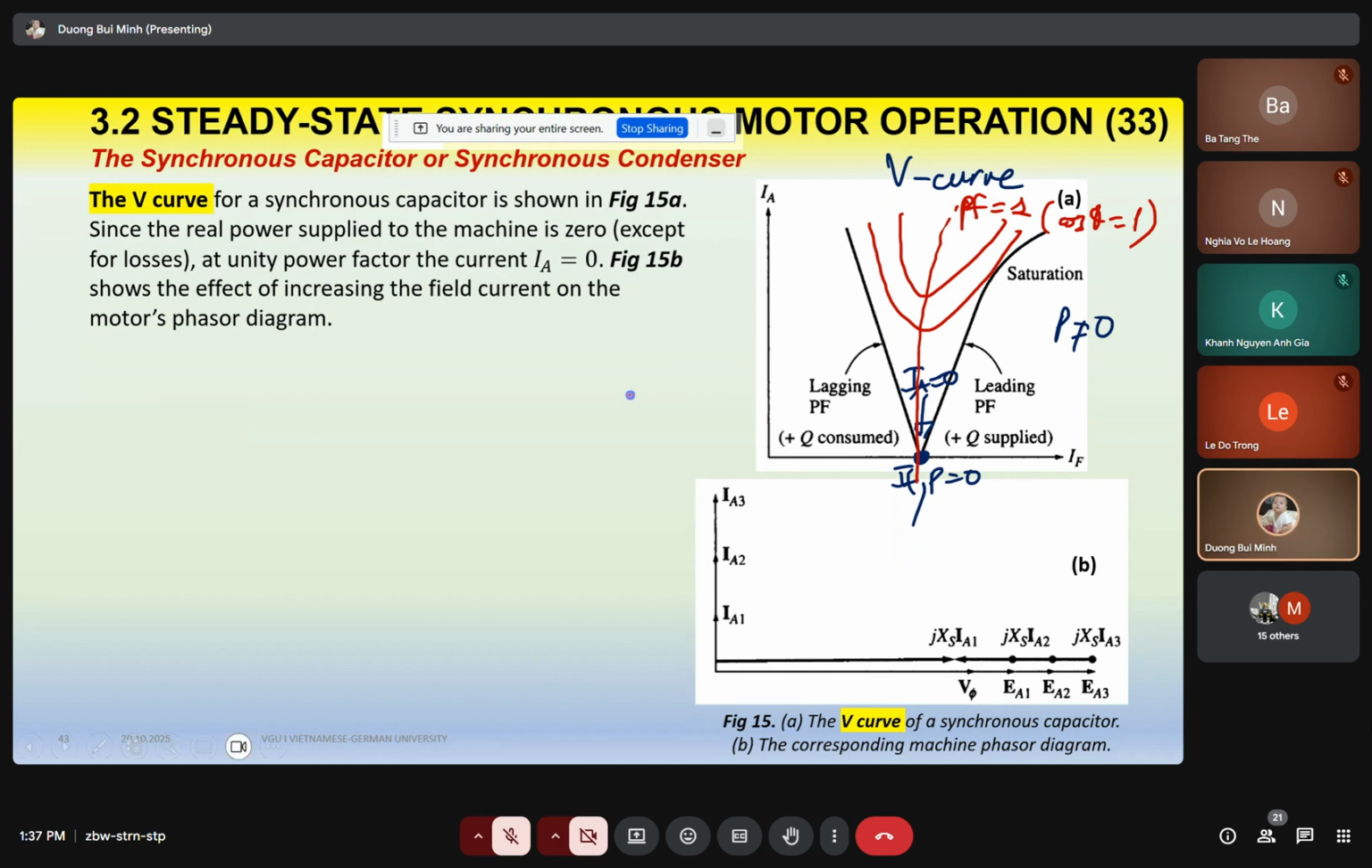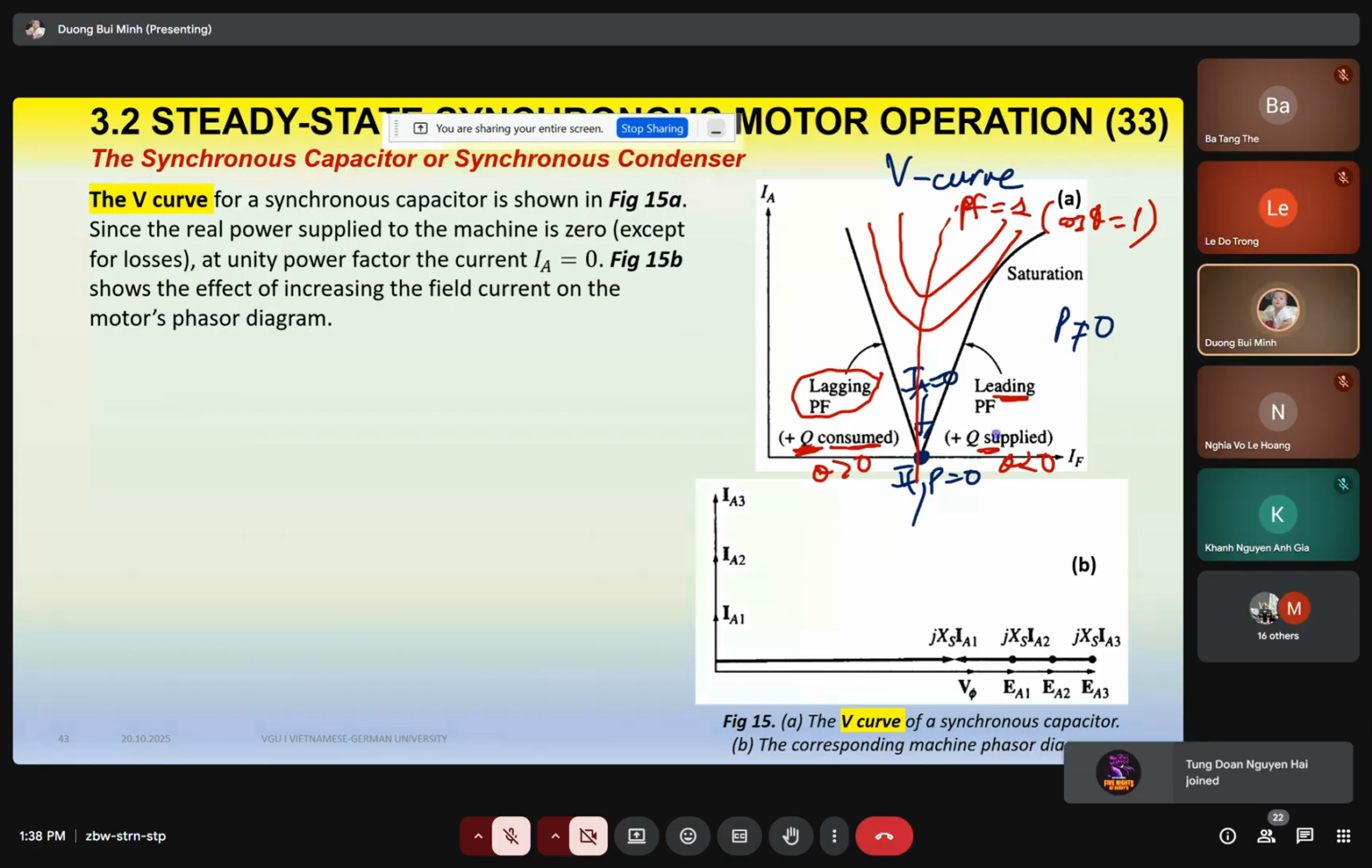Because this is lagging, they consume Q. That means Q is positive. This is lead-in, so they supply Q. So that means Q is negative. Or here they say Q consumer, that means the synchronous motor consumes Q. So this one, the synchronous motor rejects Q or injects Q into the power system.